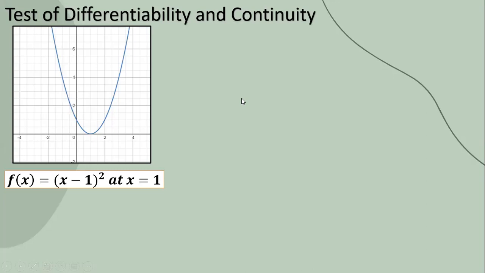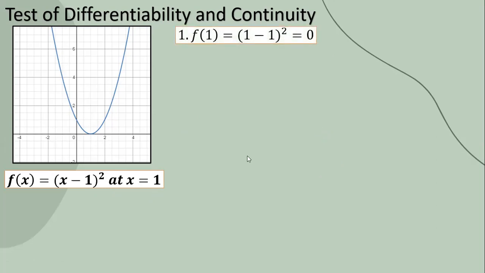All right, so now we will test the differentiability and continuity of certain functions. For our first example, we have f of x is equal to (x minus 1) squared at x is equal to 1. This is an example of a parabola. So first, let us identify if the function is continuous or not using the test of continuity.